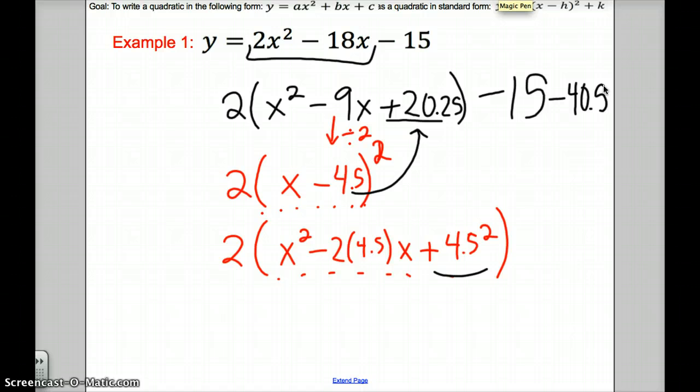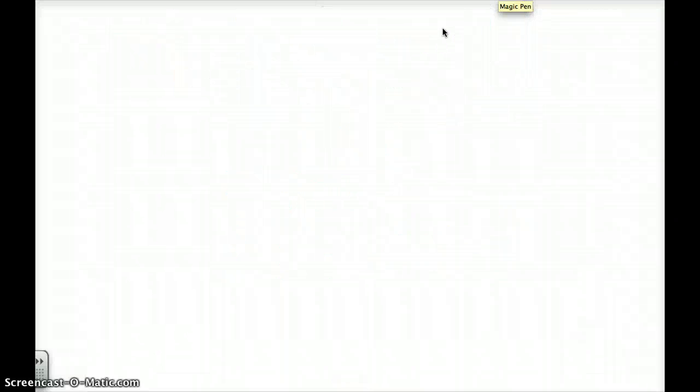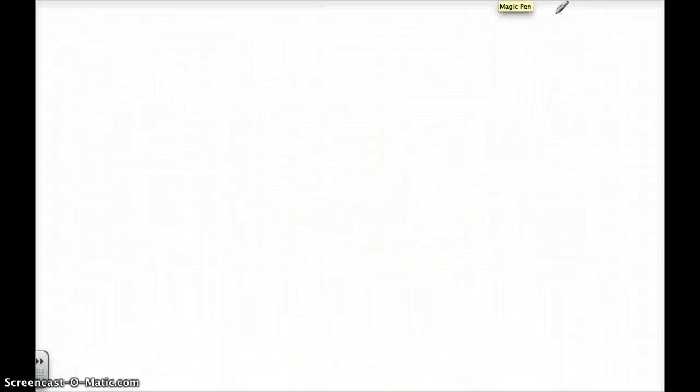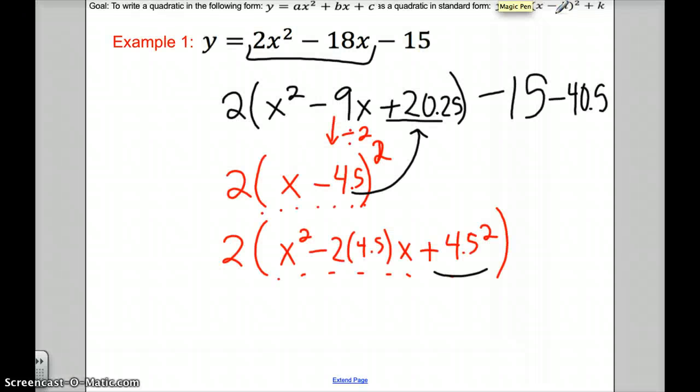So once again, the good news is you can check your work as you go. If I work this out and I multiply this 2 out, and then I subtract 15 and I subtract 40.5, I should get the same exact value as you see up here. Okay, you should have the same exact values you see up there. So make sure that you check that if you don't quite believe it.